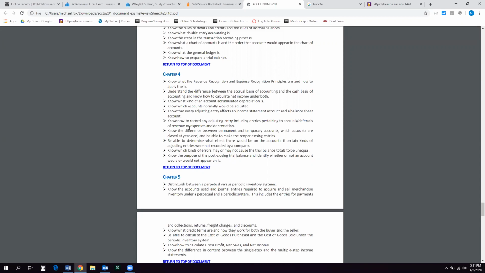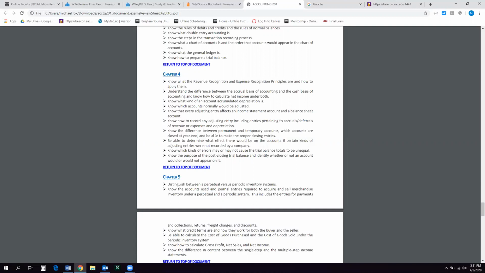Know the difference between permanent and temporary accounts, which accounts are closed at year end, and be able to make proper closing entries. So remember that permanent accounts are the ones on the balance sheet. So any asset, liability, or equity account, those are permanent accounts. And temporary accounts are the income statement accounts. So revenue and expenses, and then dividends. So those are our temporary accounts.